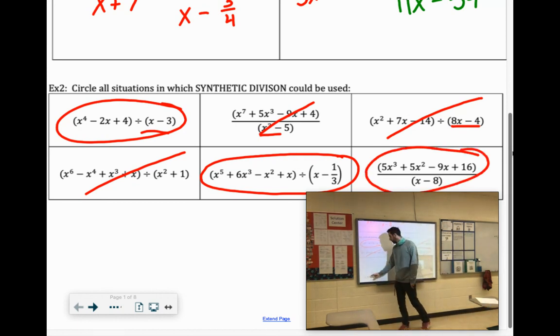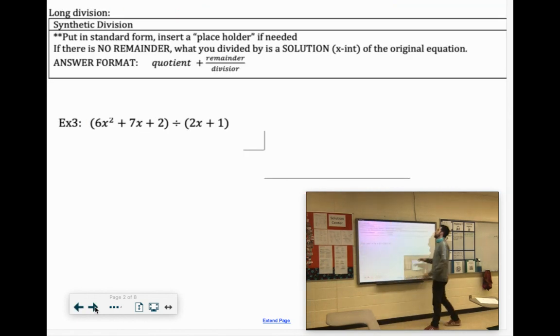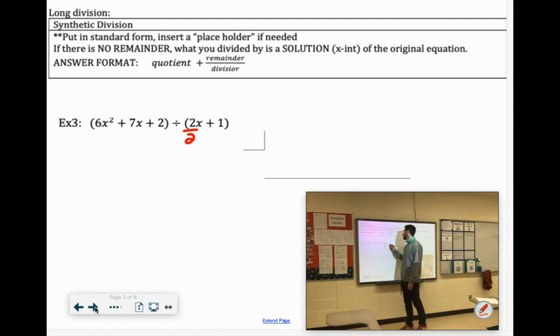Let's try one out, shall we? So synthetic division, I think you guys will like it. It looks a little cleaner. It's a little quicker in some instances. But already here we have a problem. We can't divide when it's 2x plus 1. So to make that just x, we can divide by 2, right? But if you divide part of an equation by 2, you have to do every part of the equation by 2. So we're going to have to divide this by 2. You know what I mean?